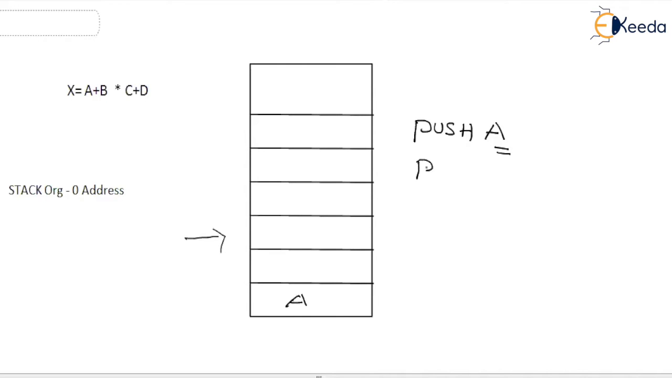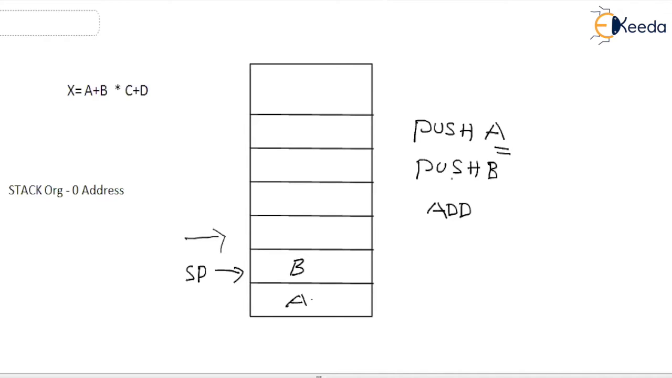Then I'll say push B. The contents of B will be pushed onto the top of the stack. Now, this is the stack pointer. The stack pointer shows the top of the stack. Then we will perform addition. When we perform any arithmetic operation on the stack, the first two elements will get operated and the result will be stored one location beneath the top of the stack.